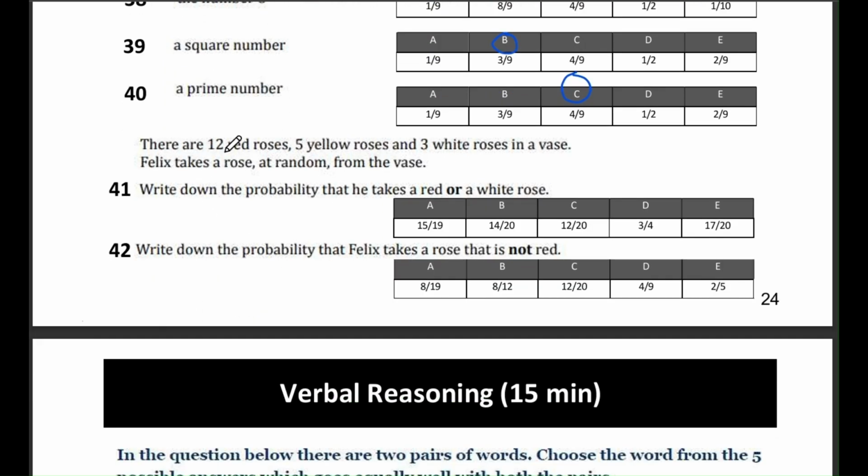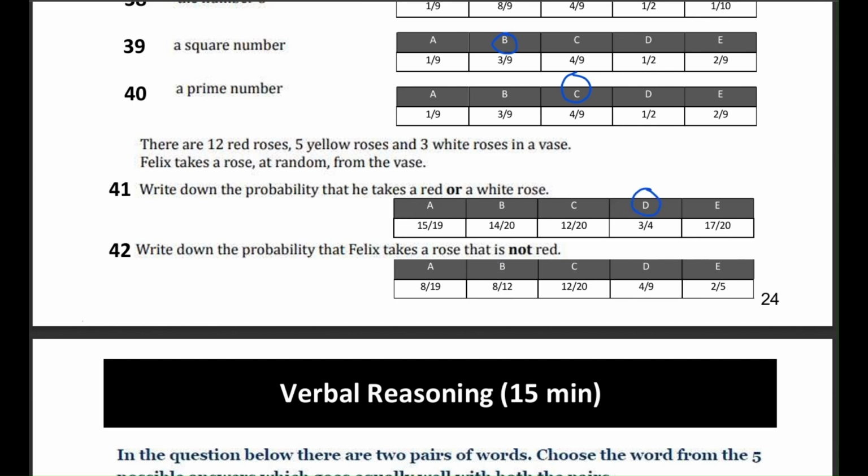Let's do question 41. There are 12 red roses, 5 yellow roses, and 3 white roses in a vase. Felix takes a rose at random. Write down the probability that he takes a red or a white rose. Our options are A is 15 over 19, B is 14 over 20, C is 12 over 20, D is 12 over 24, and E is just 3 dots. The answer is option D, 12 over 24.